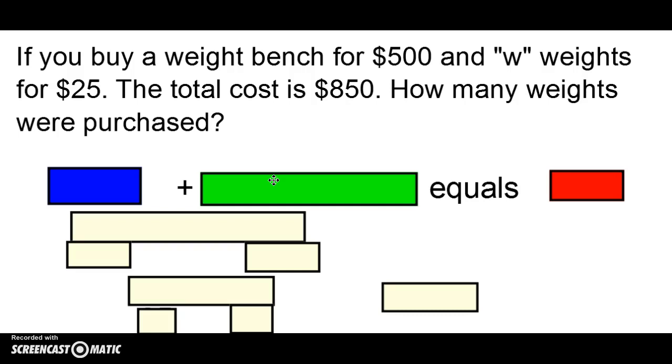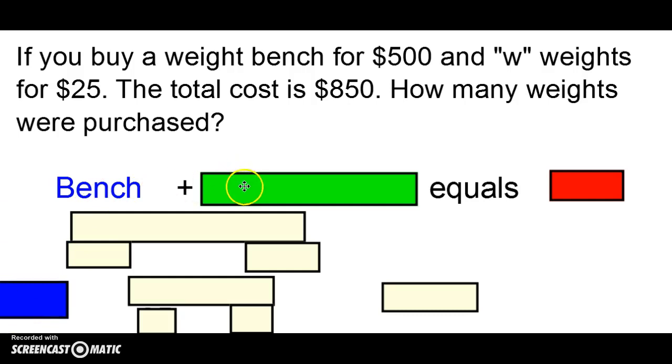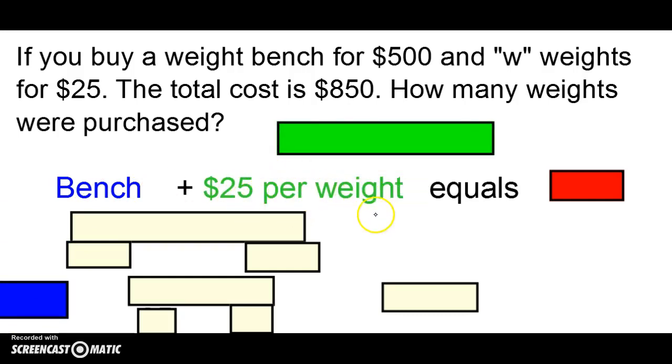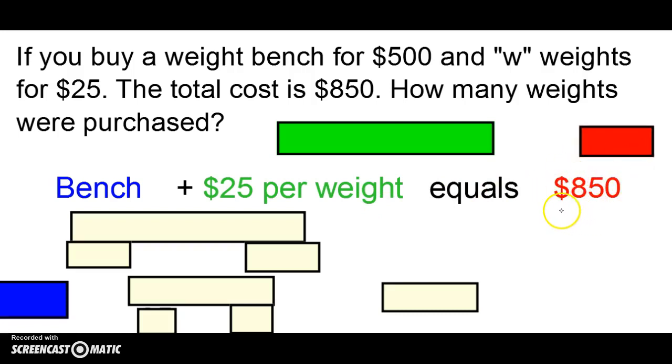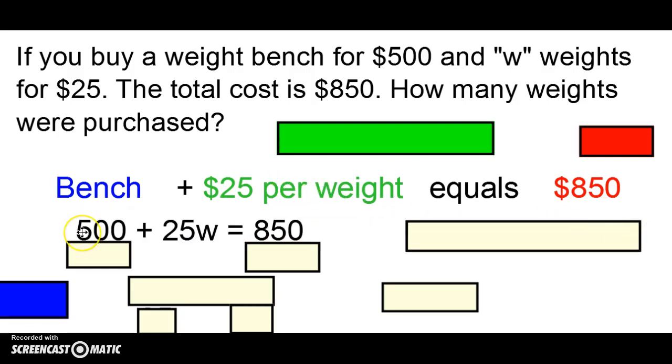All right, now you'll have some real world examples, so let's try this one together. You buy a weight bench for $500, and we're trying to find out how many weights were purchased if each weight was $25. The total was $850. How many weights were purchased? So right away I have bench plus $25 per weight equals $850. Per weight means that's your variable. So there we go.